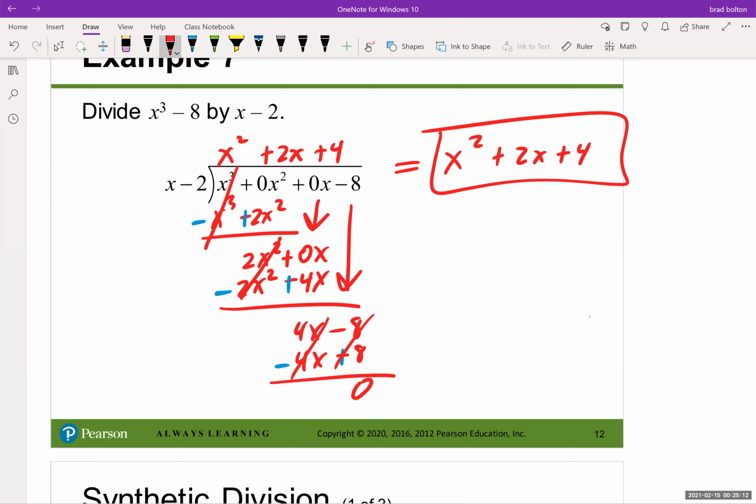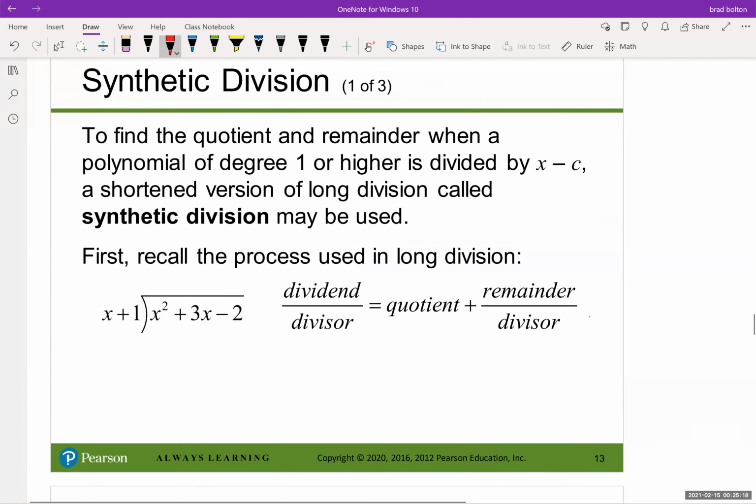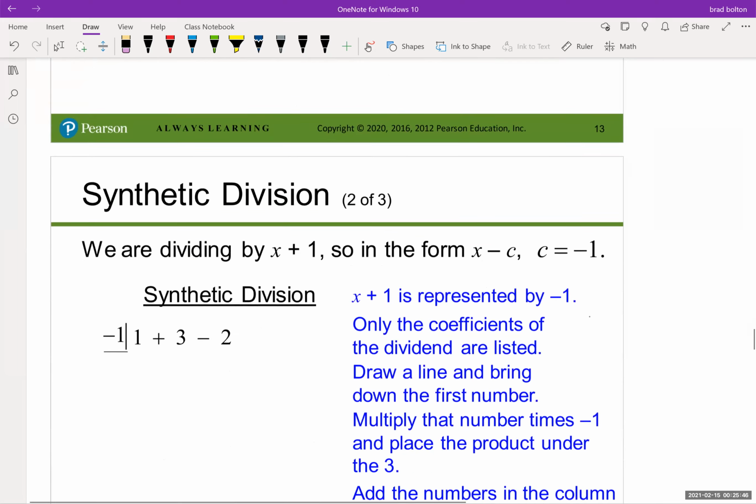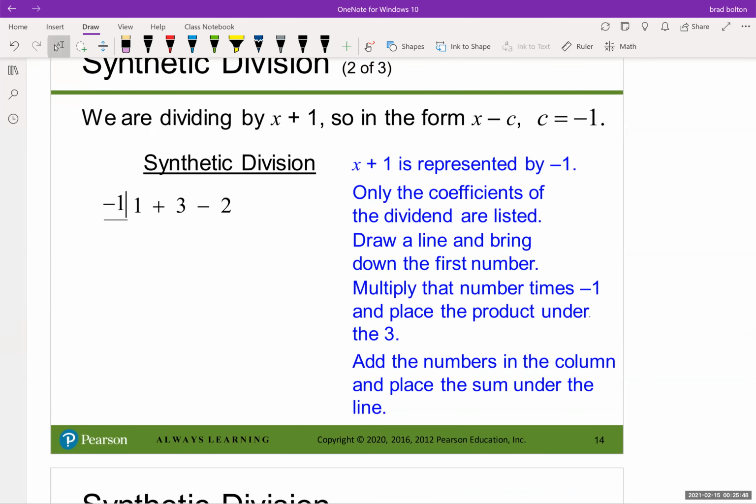So now, hopefully you guys kind of got a hang of that with some placeholders. Now let's look at synthetic division. To find the quotient and remainder when a polynomial of degree 1 or higher is divided by x minus c, a shortened version of long division called synthetic division may be used. For our class, we're only going to use synthetic division in very specific cases. In general, we're going to stick to when there's a 1 in front and the term is x to the first power. That's how we're going to use synthetic division for our class, and I'll show you the steps. The book has a really long representation of it.